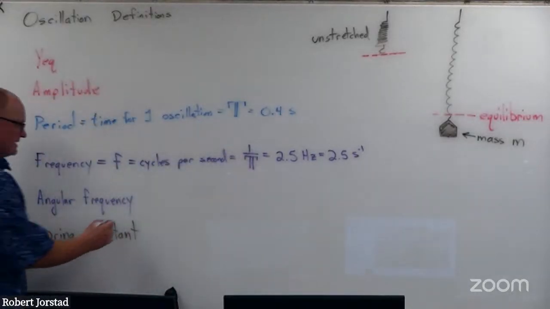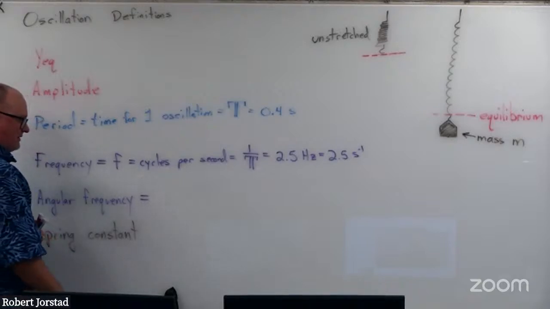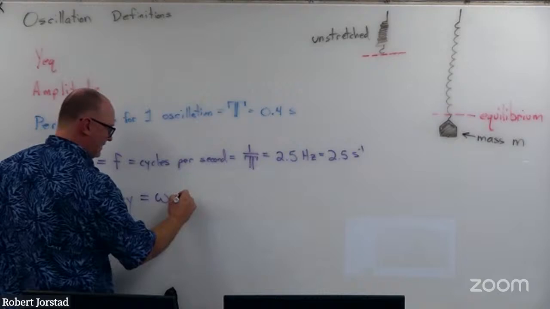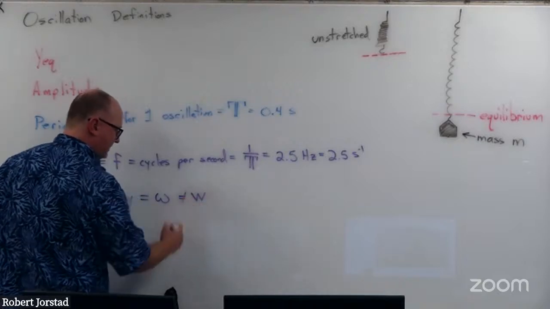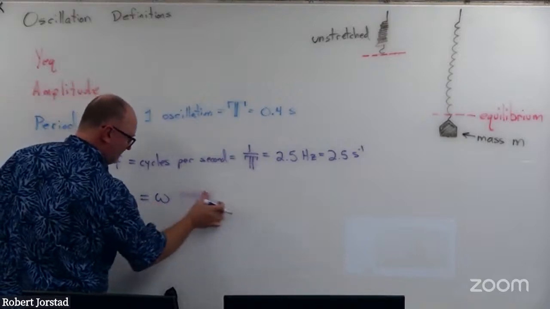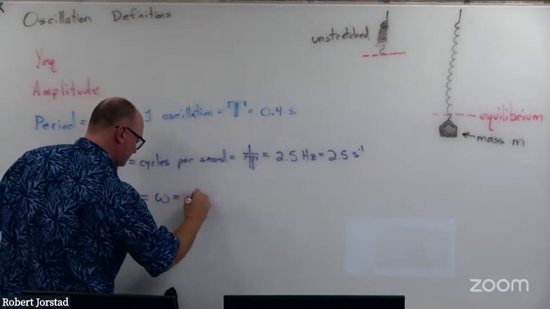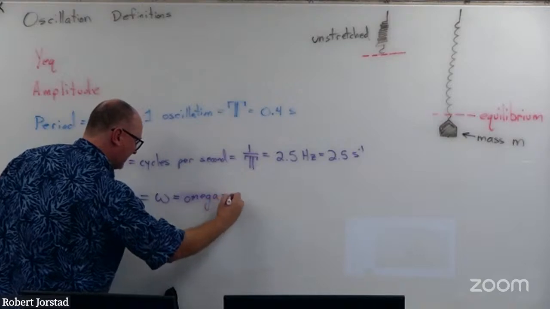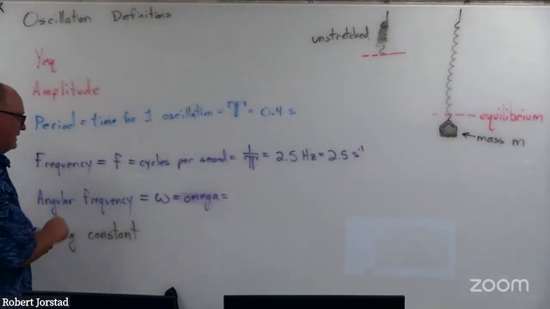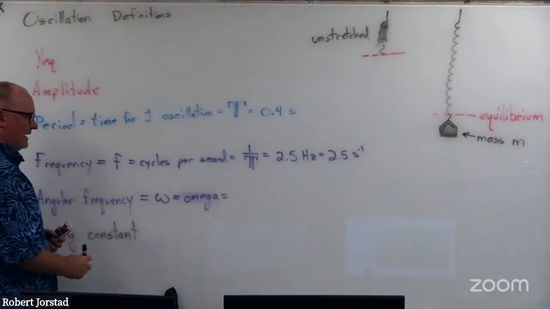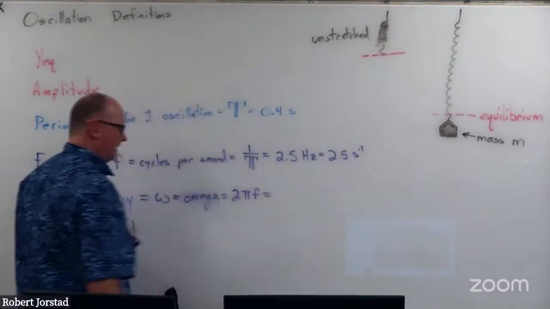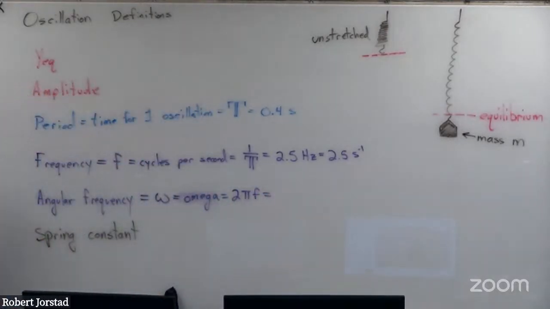Angular frequency, if you remember from your introductory physics class, is omega, not w. This is a w, pointy. Omega is curvy. Let's just write the word omega. Try to get in the habit of calling it omega. Everybody screws up, but whatever. And that's just 2 pi f, which is basically converting this to radians per second.